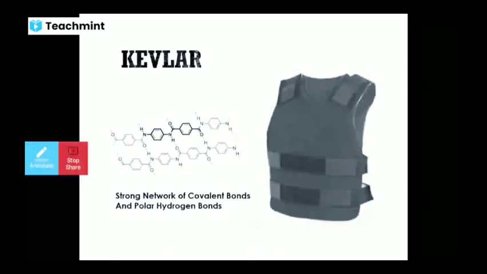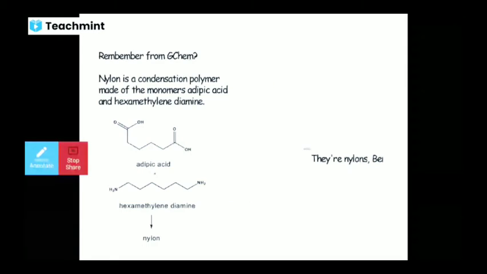Kevlar. This is used in protective bags and has a strong network of covalent bonds and polar hydrogen bonding. It is used by soldiers in the war field. Remember that nylon is a condensation polymer made of monomers like adipic acid and hexamethylenediamine. When the adipic acid and hexamethylenediamine are combined, nylon is formed.